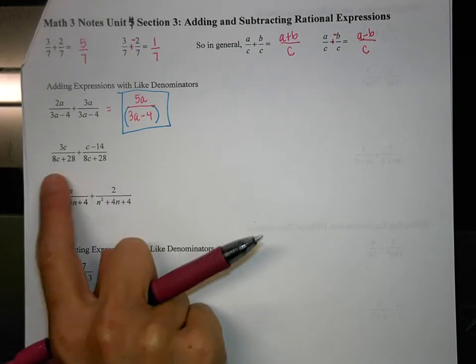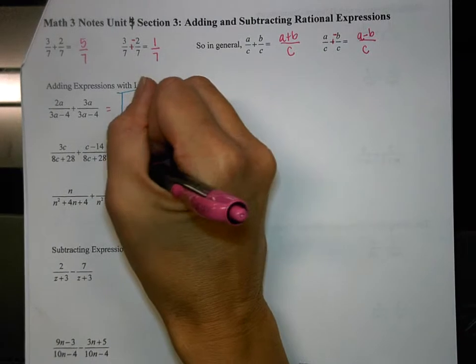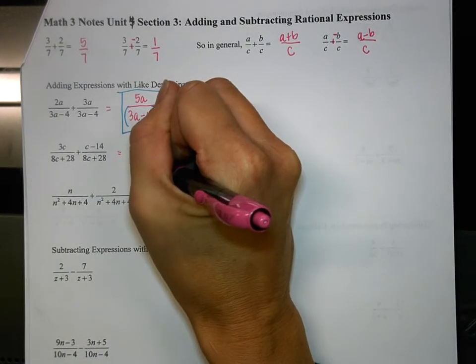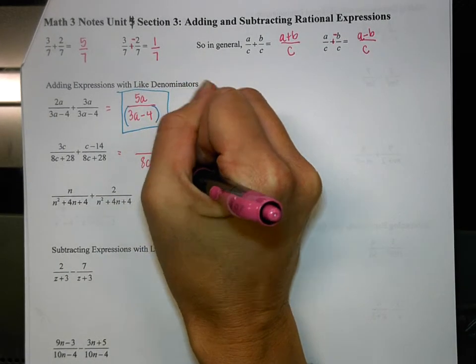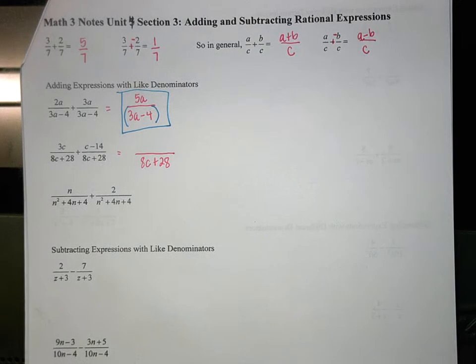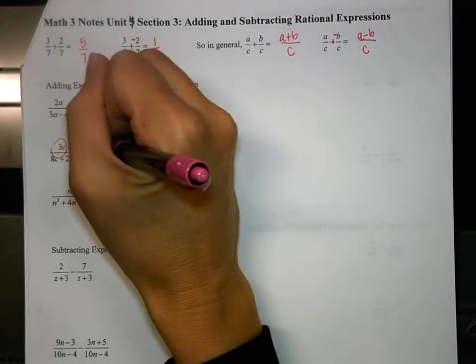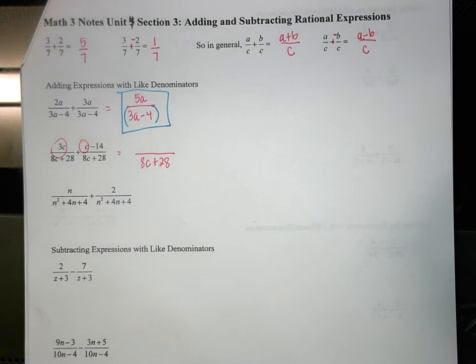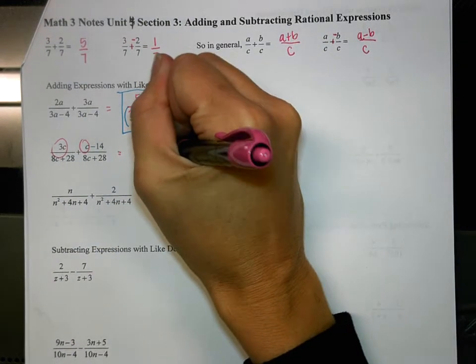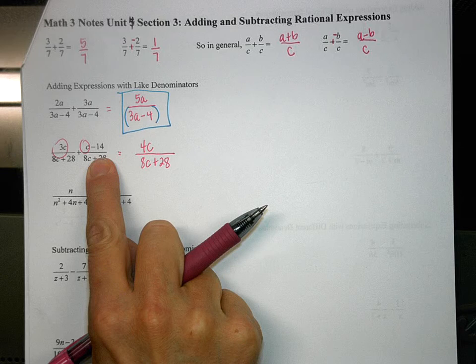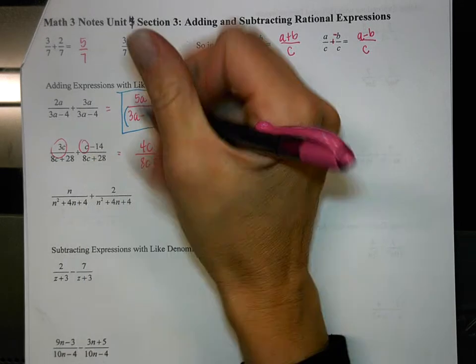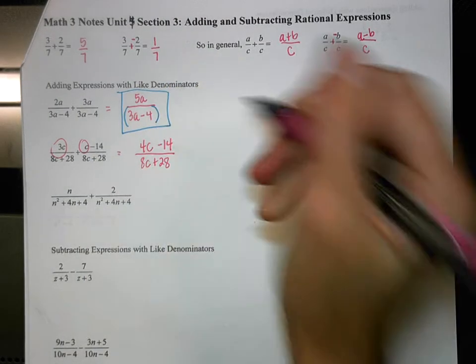Are my denominators the same? Okay, so I'm going to rewrite it with my denominator. 8c plus 28. We can combine like terms. So notice I have a 3c and another c, which makes a 4c. And then there isn't anything that's also a regular number like this, so we just write minus 14.